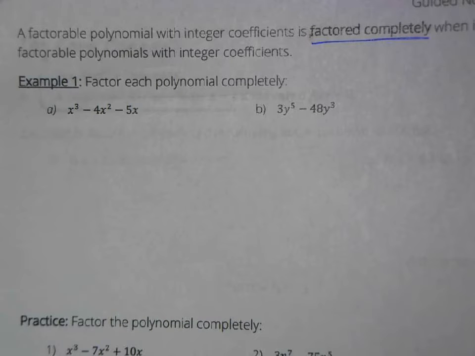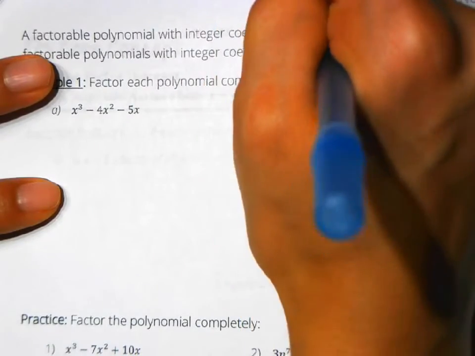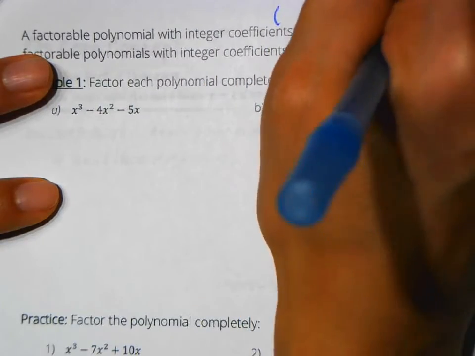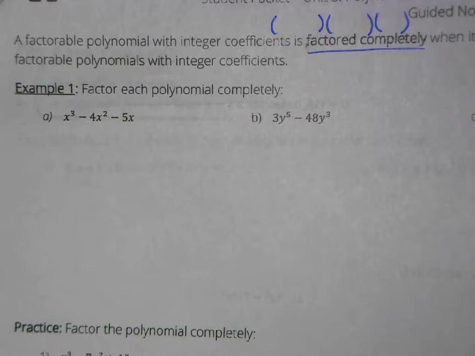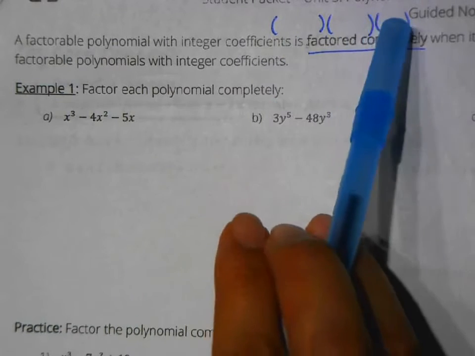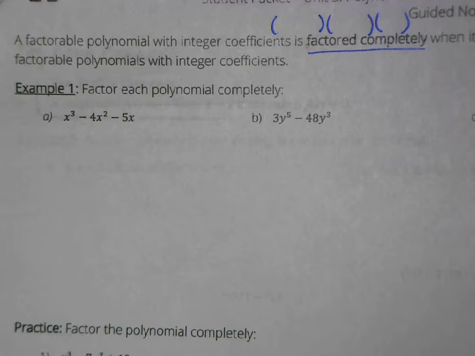To factor completely, you have to write it as a product of unfactorable polynomials with integer coefficients. What that means is that I am looking for something times something times something, however many times it takes to get to the polynomial. And each of these factors cannot be factored anymore in order to be factored completely. So let's take a look at a couple.